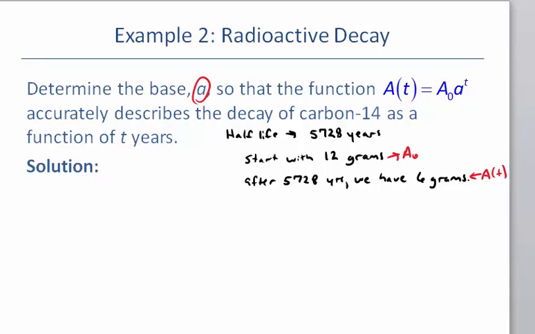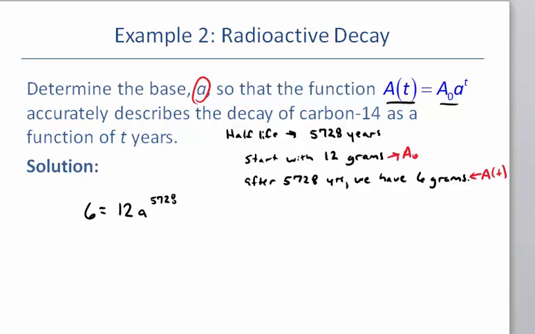So again, we're looking for this constant a in the formula. So let's plug in and see what we've got here. So I know that the A sub t is going to be 6. The A sub 0 is going to be 12. The little a is what we're looking for. And the time is going to be 5,728 years.